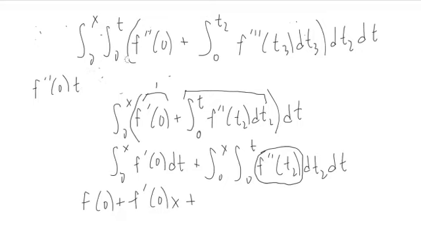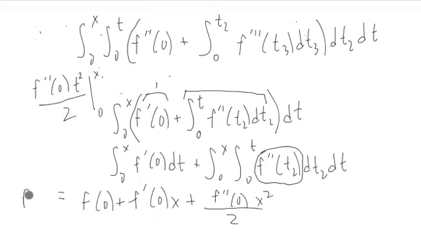For this first integral. For the next one, notice this is a function with respect to t. Take its antiderivative. We're going to have a t squared divided by 2. And then we evaluate this from 0 to x. And we end up getting f double prime of 0, x squared all over 2. Notice for a Taylor series or power series, centered at 0 for this function, these are the first few terms.